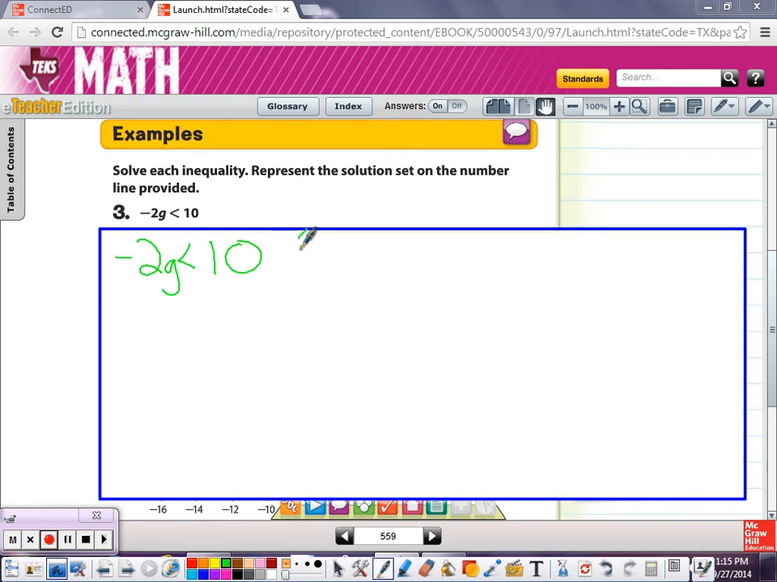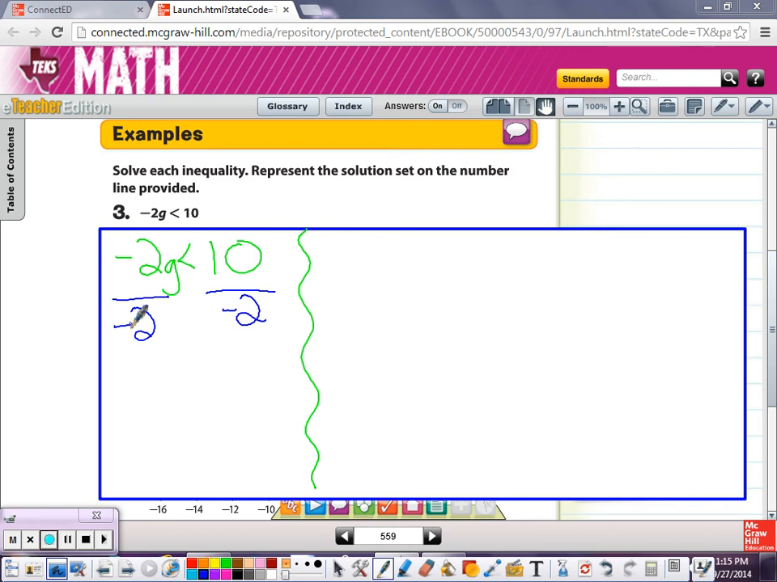Now, what's our variable? It's g. What's happening to g? It's being multiplied by negative 2. So what undoes multiplication? Division. And our rules above said whatever you do to one side, if you multiply or divide, you have to do to the other. So if I divide this side by negative 2, I have to divide this side by negative 2.